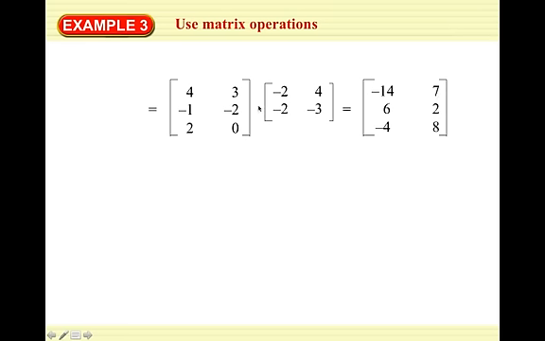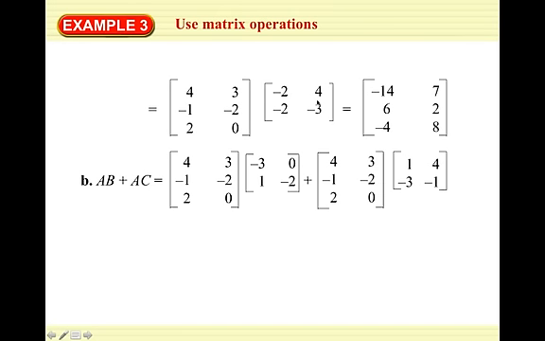Okay, so now we're ready to move to the second row. Negative 1 times negative 2 is 2, plus negative 2 times negative 2, that's 4, so 2 plus 4 is 6. Negative 1 times 4 is negative 4, plus negative 2 times 3, that's negative 6, so negative 4 plus negative 6 is negative 10... Then 2 times negative 2 is negative 4, plus 0 times 2, that's just going to be negative 4. 2 times 4 is 8, plus 0 times negative 3, that's just going to be 8.